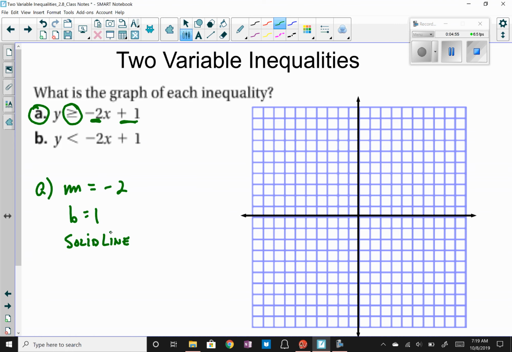So again, we'll start at the y-intercept, which is 1, and then we'll use the slope to get the subsequent point. So if it's a -2 slope, we're going to go down 2 units and 1 unit across. Okay. So since we're using a solid line, we'll get that in now.